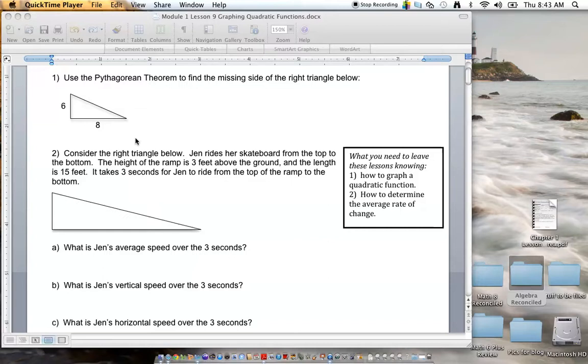So the first question is like a blast from the past. Use the Pythagorean theorem to find the missing side in the triangle below. Who remembers the Pythagorean theorem? Everybody? A squared plus b squared equals c squared.